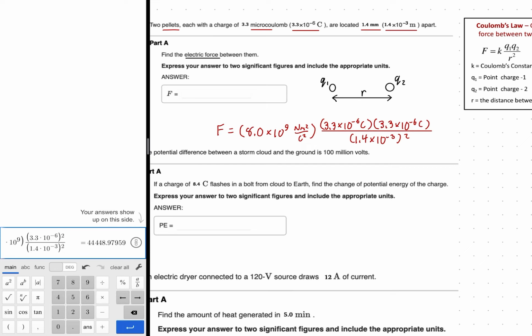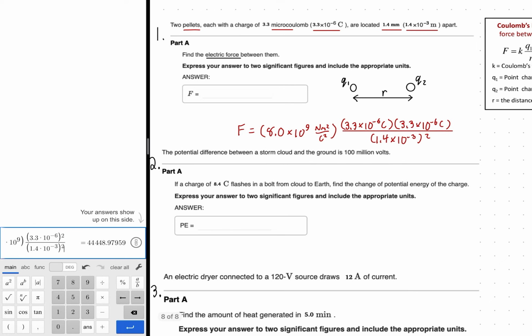Yes, it's a large force, because this is actually a lot of charge. To have 3.3 microcoulombs would be a lot of charge to have in one place. That's a significant buildup of charge. And so we end up with a force, especially at this rather close distance of just a couple millimeters, or less than 2, of 44,000 newtons.